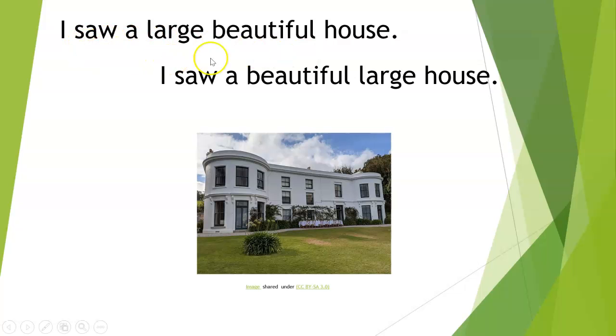I saw a large, beautiful house. I saw a beautiful, large house. So, what do we notice about these two sentences, first of all, to begin with?